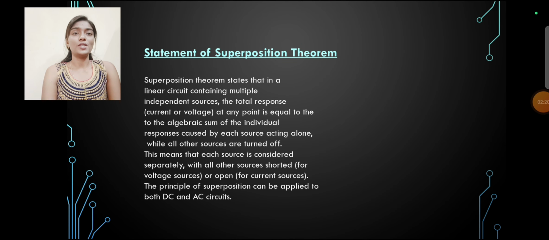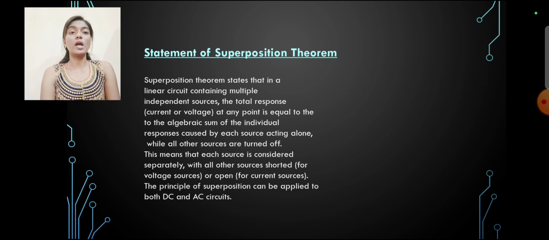Statement of superposition theorem. Superposition theorem states that in a linear circuit containing multiple independent sources, the total response, current or voltage at any point, is equal to the algebraic sum of the individual responses caused by each source acting alone, while all other sources are turned off. This means that each source is considered separately, with all other sources shorted for a voltage source or open for a current source. The principle of superposition can be applied to both DC and AC circuits.